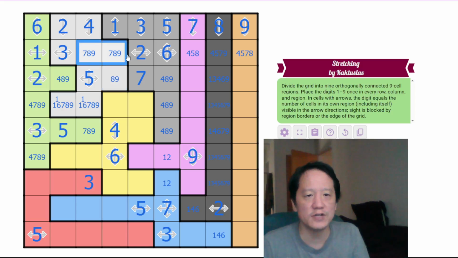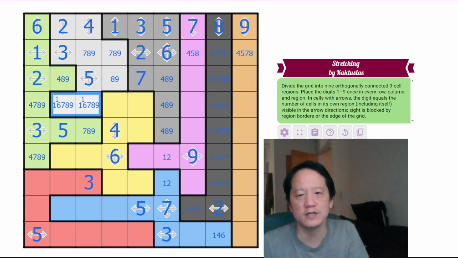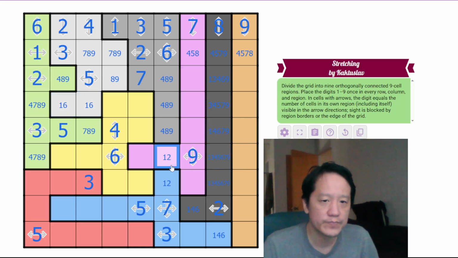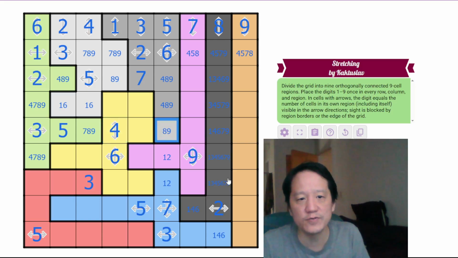We have a 7, 8, 9 triplet in the light region, so that eliminates 7, 8, 9 in the rest of the light region. So this is 1, 6 as a pair, which eliminates 1, 6 in the rest of the row. 4 eliminates 4 here.